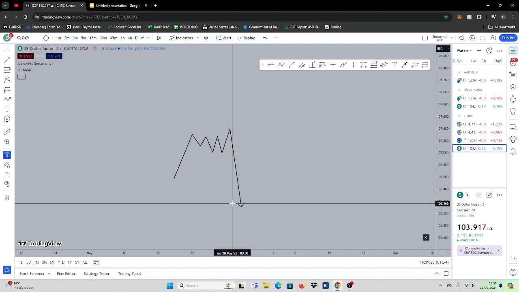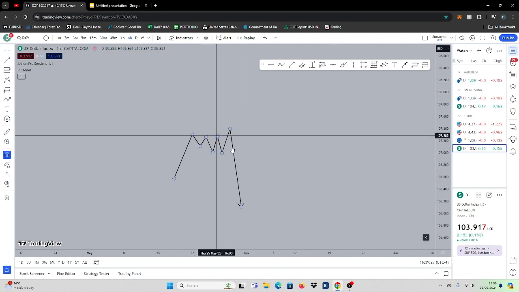So what I mean by that is, what session do you want to see this liquidity sweep happen? Do you want to see it happen in the London session or the New York session? That way you pick what time frame you're going to use. Then pick what pair you're going to use.